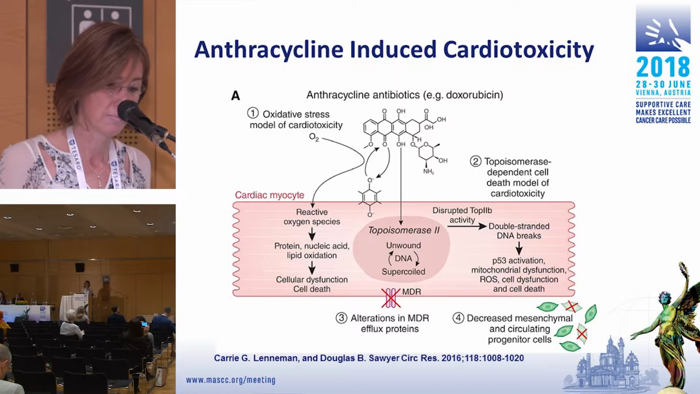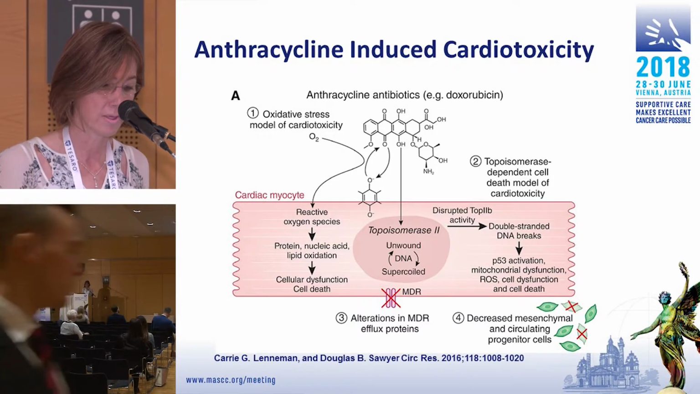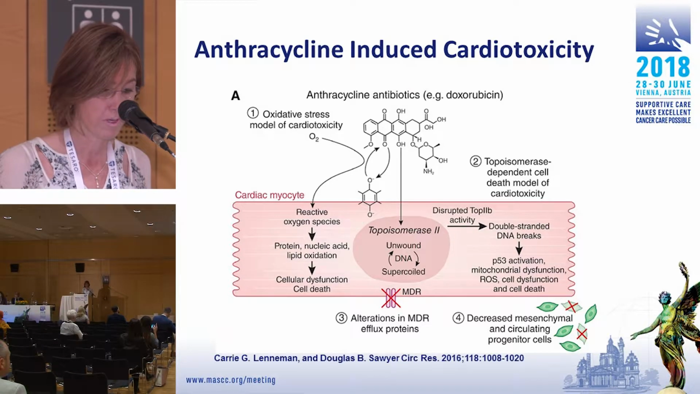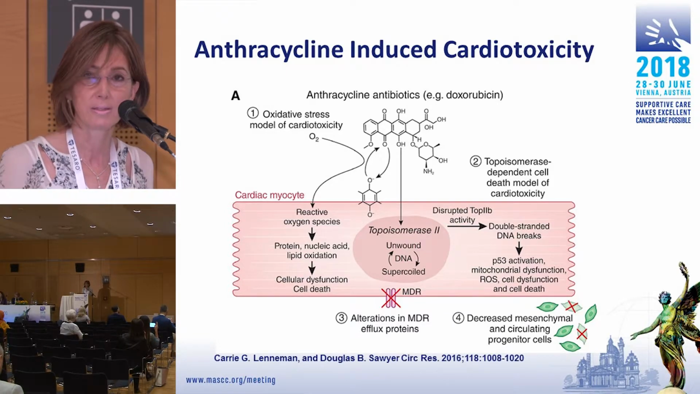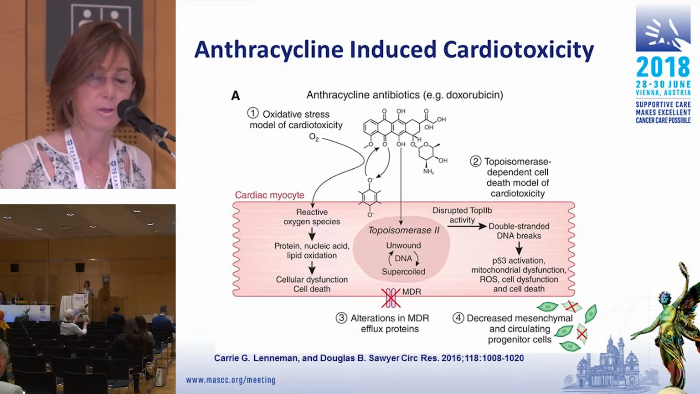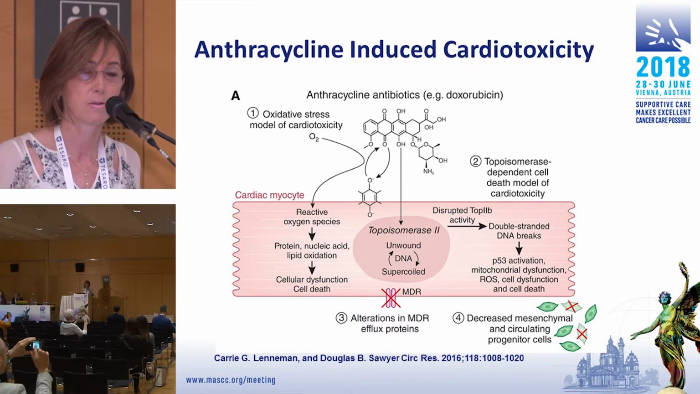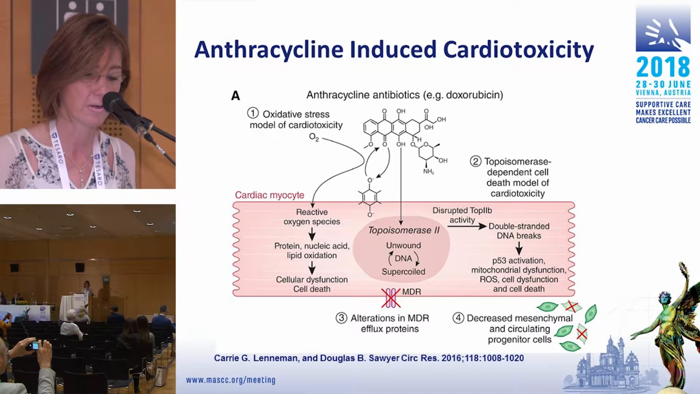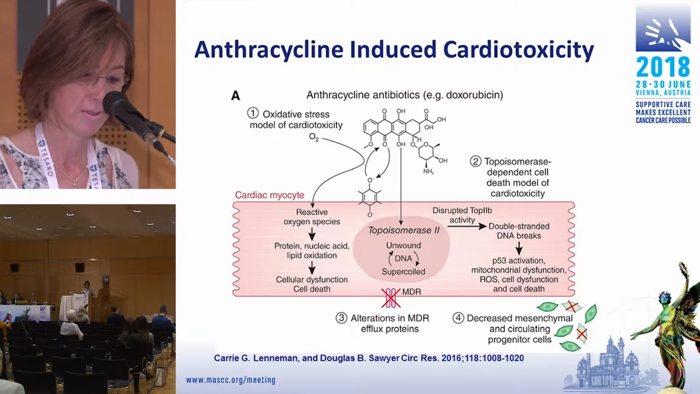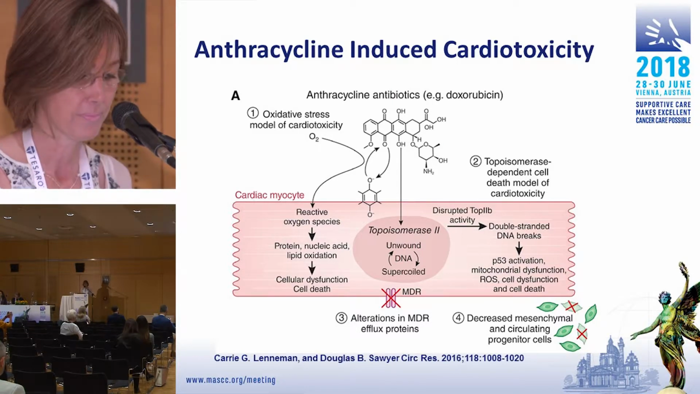Anthracycline-induced cardiotoxicity is the better known of the medications that cause cardiotoxicity, and we know that that is caused by the oxidative stress that is caused by the formation of these oxygen radicals that lead to protein and nucleic acid changes, lipid peroxidation, and eventually lead to cell apoptosis. We also know that there is an effect on topoisomerase 2 beta that is present in the slow replicating cells in the myocardium, and that leads to double-stranded DNA breaks that eventually lead also to myocardial cell apoptosis.